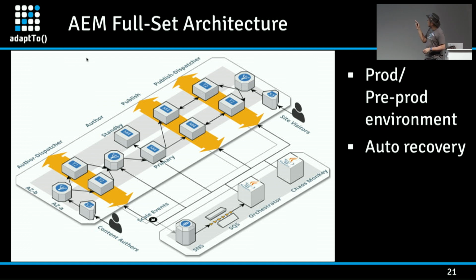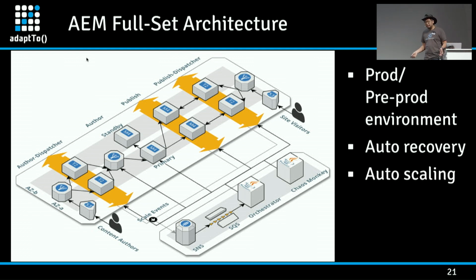And same thing with the publish and the publish dispatcher. So they are paired just for this architecture. And if a publish instance is terminated, then the orchestrator will clean up the replication agent that used to point to that environment. And then it will terminate the old dispatcher pair. And a new pair will come up, and it will recover by itself.